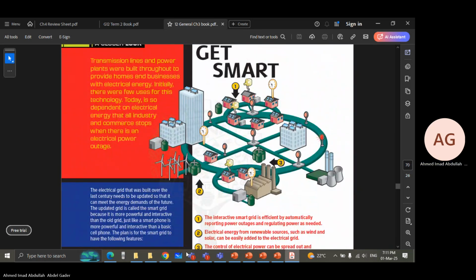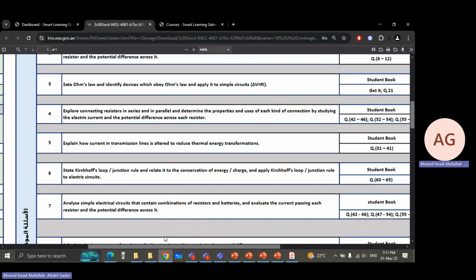Resistors come in different forms. Some may not have a linear relationship. If they do not have a linear relationship, then we cannot say they obey Ohm's law.